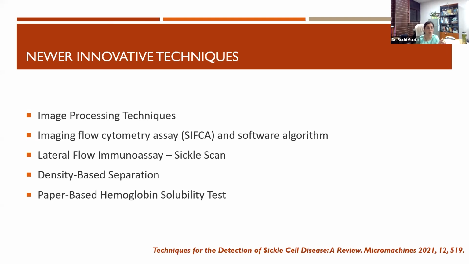And when you put a drop of blood and it passes through the cartridge, it will give you a band if the particular abnormal variant is there. So it seemed like a very good test for screening populations. Then there were tests which were based on the density-based separation of the abnormal hemoglobin and paper-based hemoglobin solubility tests.